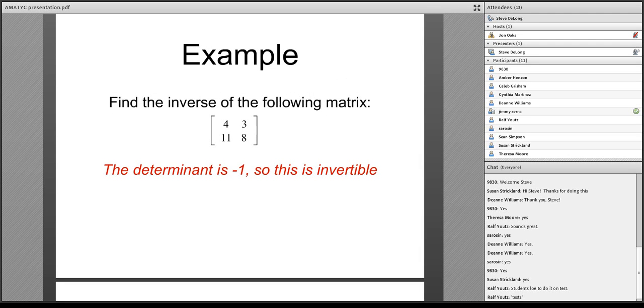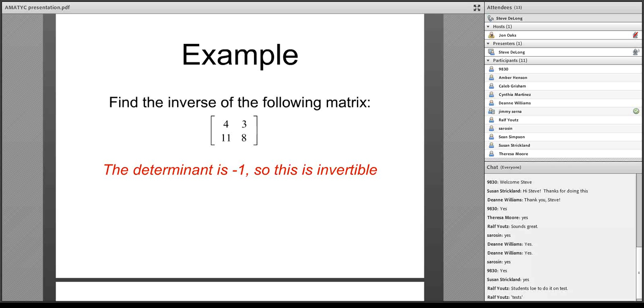Find the inverse of the following matrix. And the determinant of this matrix is pretty obviously -1 if you calculate it. 4 times 8 is 32. 11 times 3 is 33, so 32 minus 33 is -1. I shouldn't use that pointer, I guess, because it's wiping out some of my writing on the screen. But the determinant is -1, so this is invertible.